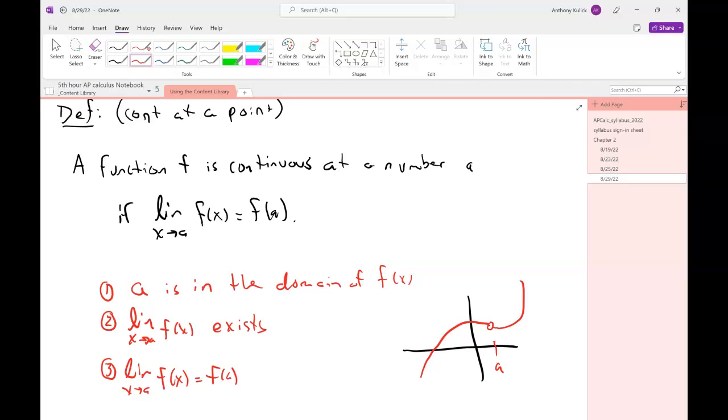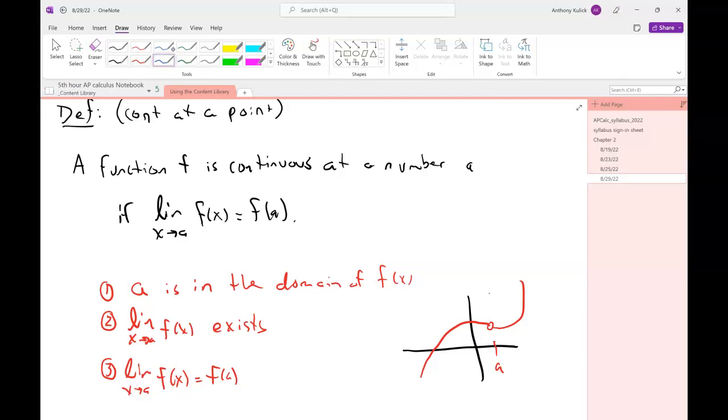Everybody agree? If the circle was filled in, would it be continuous? Yes. What's wrong with this one? It's not defined at a, right? The function is not defined at a because a is not in the domain of f of x.